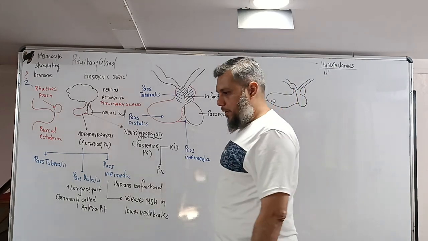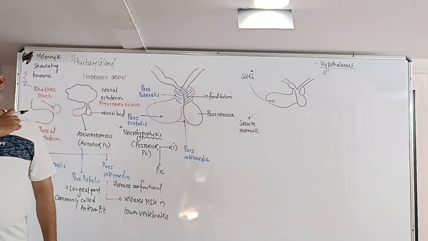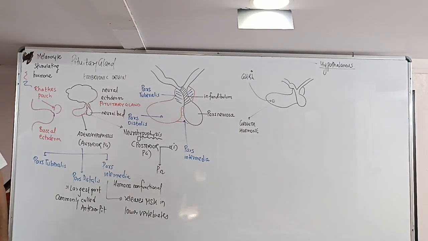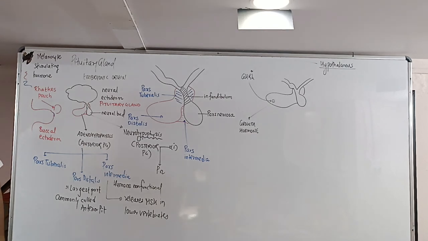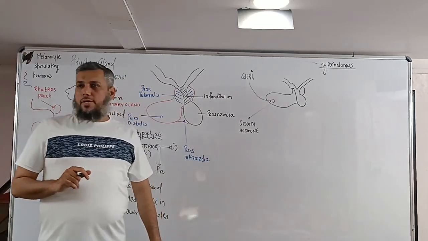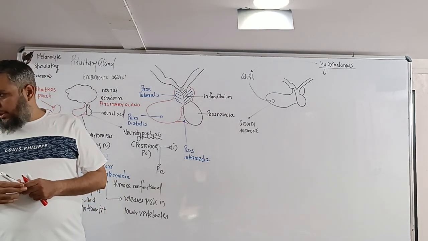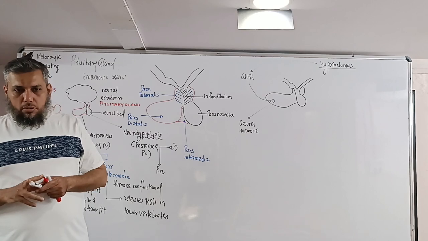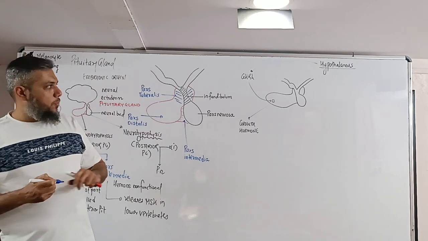The growth hormone is also known as somatotropic hormone. Growth hormone is released by the pars distalis of the pituitary gland, under the influence of whom? The hypothalamus. The hypothalamus secretes growth hormone releasing hormone.